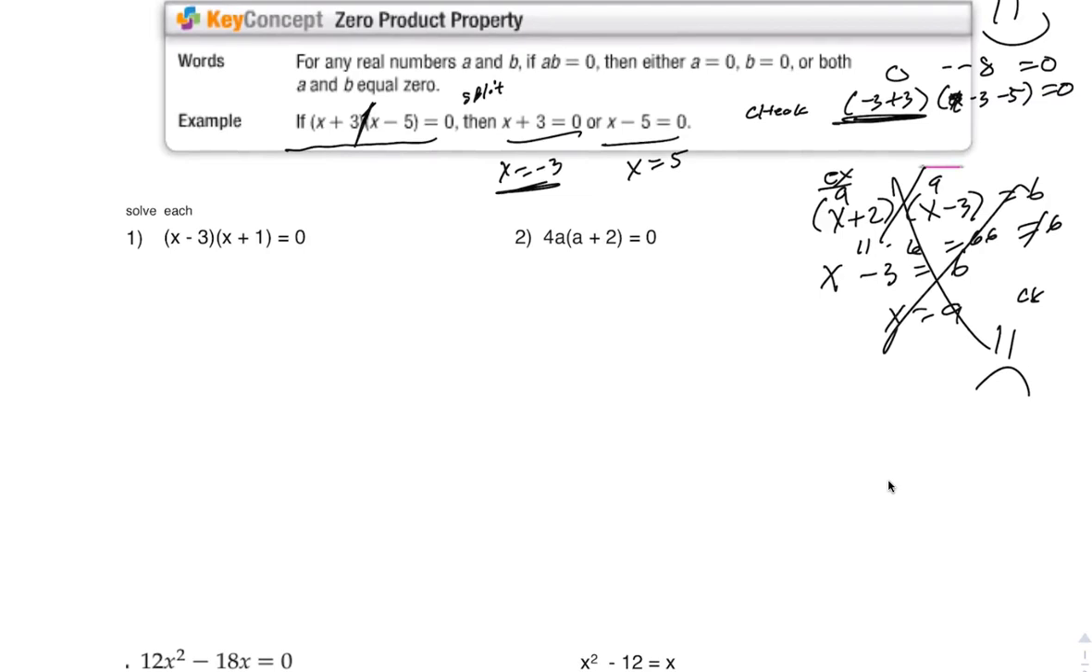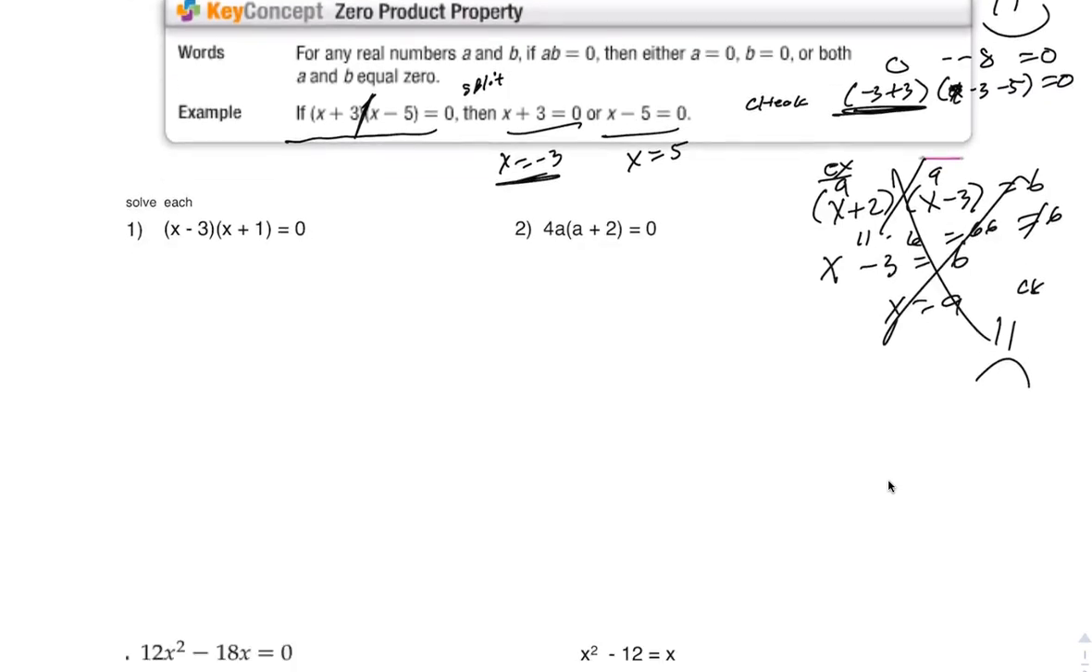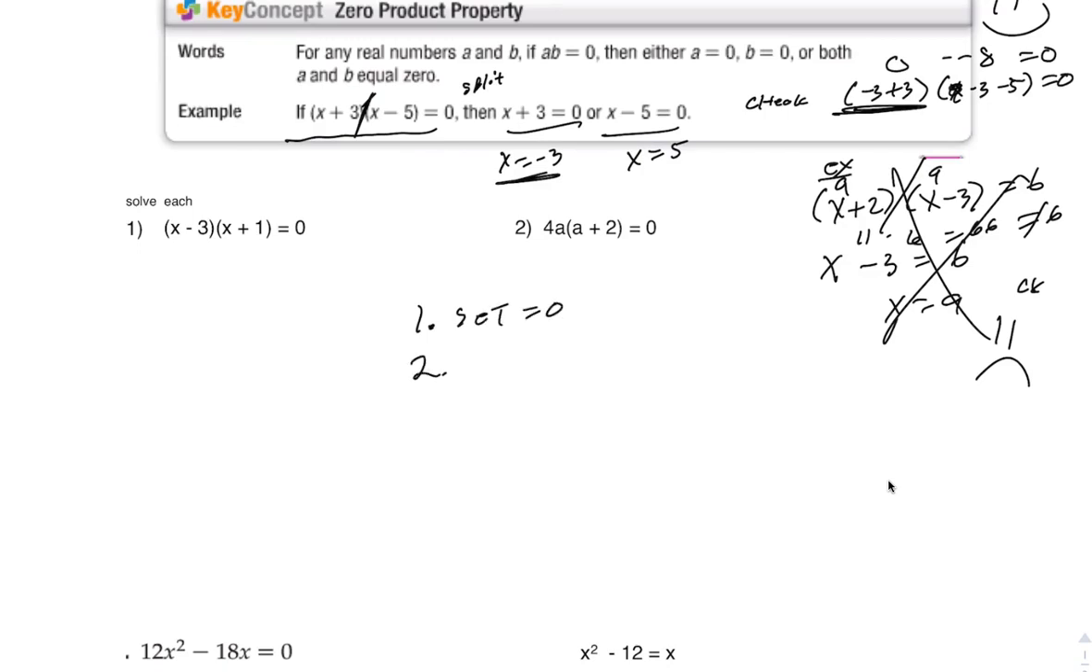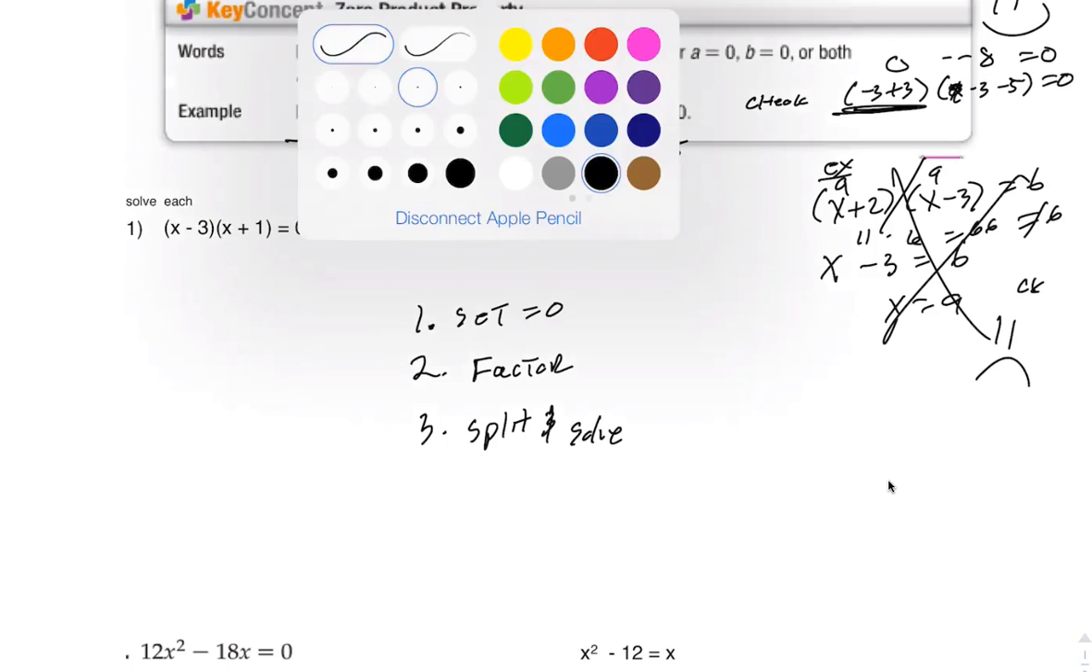So that's how we're going to do this. We're going to solve it using the zero product property. In general, our steps are going to be 1, set equal to 0, 2, factor, and 3, split and solve. I guess I made it 4, but I like it like that. So let's just start with this first one here.